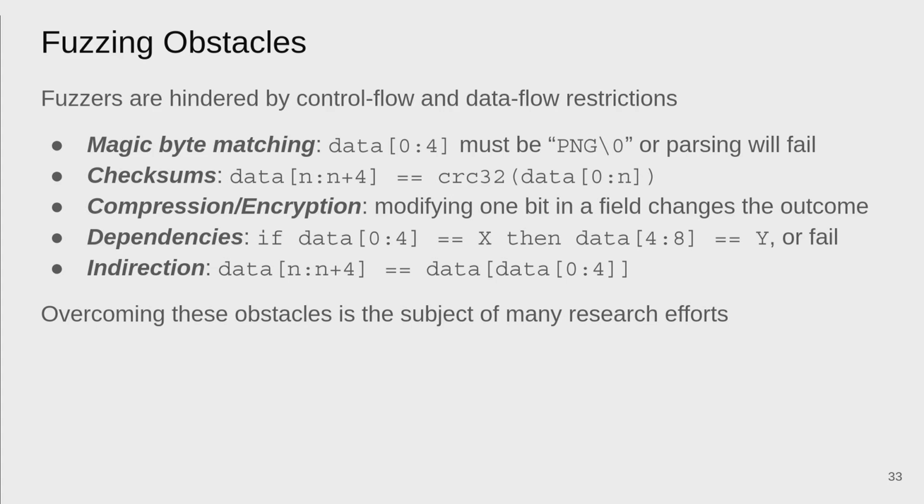Also dependencies. If data between 0 and 4 is X, then data 4 to 8 must be Y, otherwise fail. Right? It's very hard for a fuzzer to satisfy these constraints when it creates random input that is being thrown at the program. And we're going to look through some of these fuzzing obstacles in a bit.